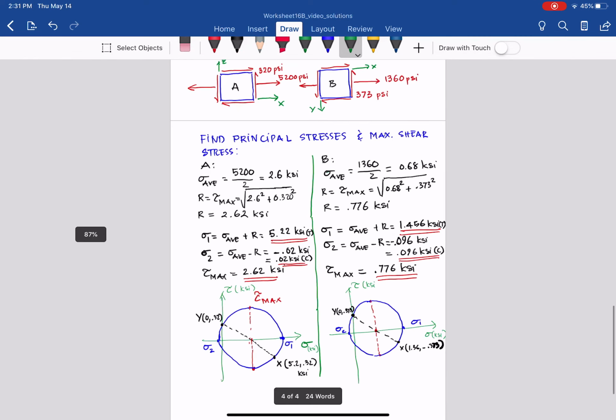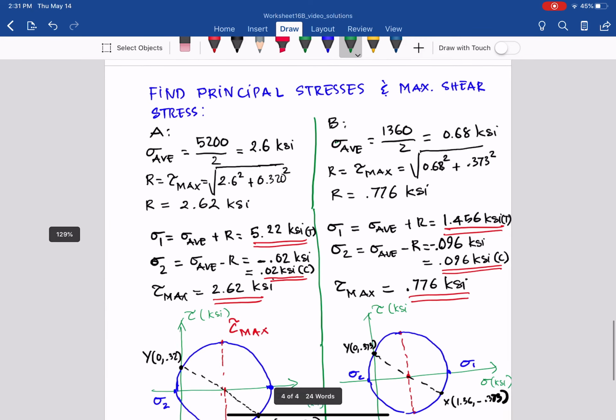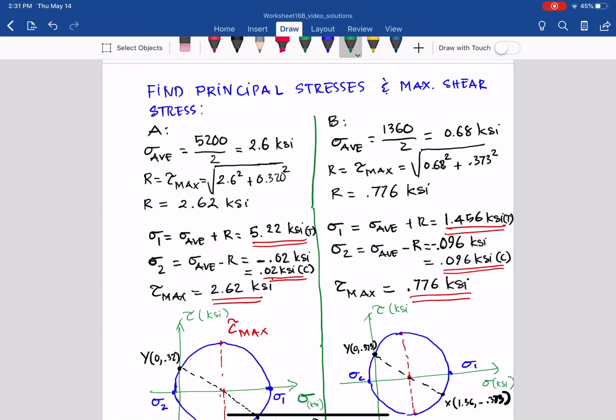As you can see, it is a very long process to solve worksheet 16B, and it will be the same process for 16C.